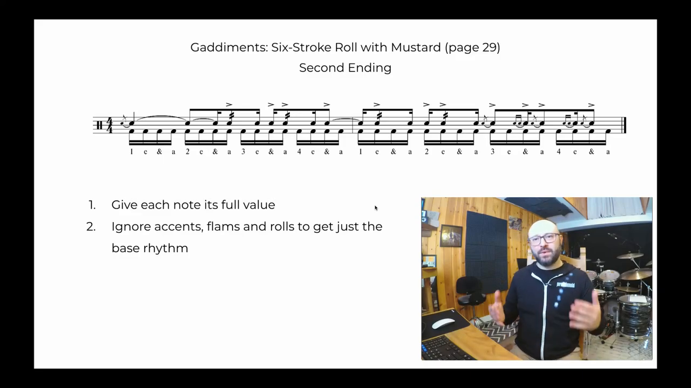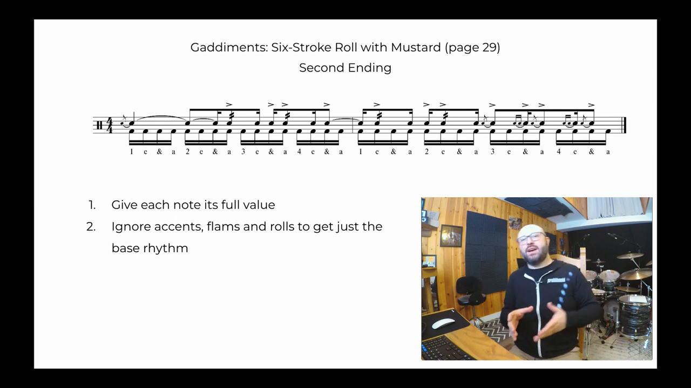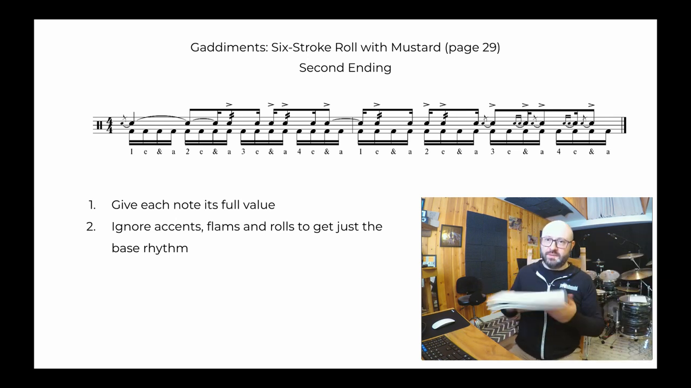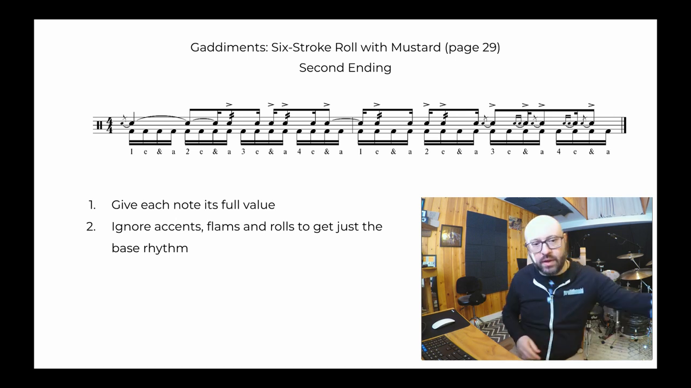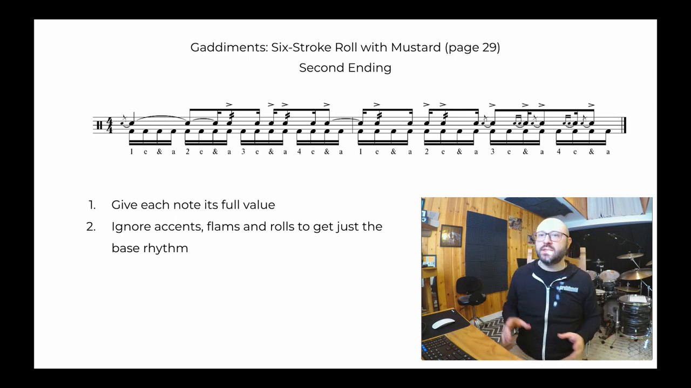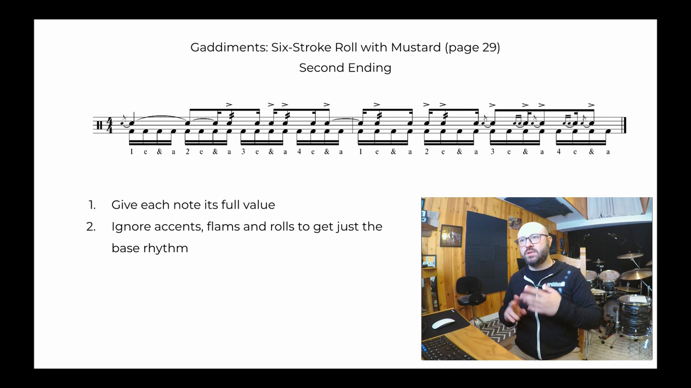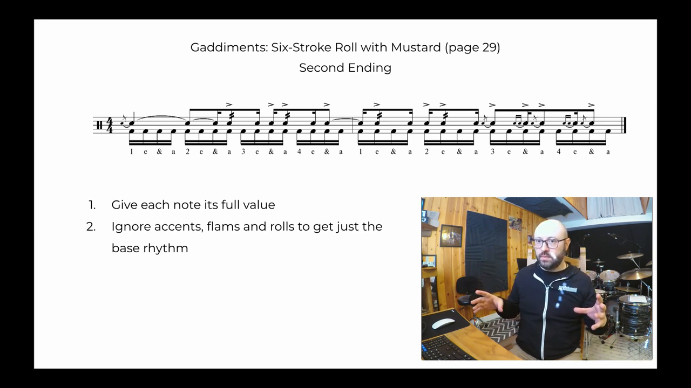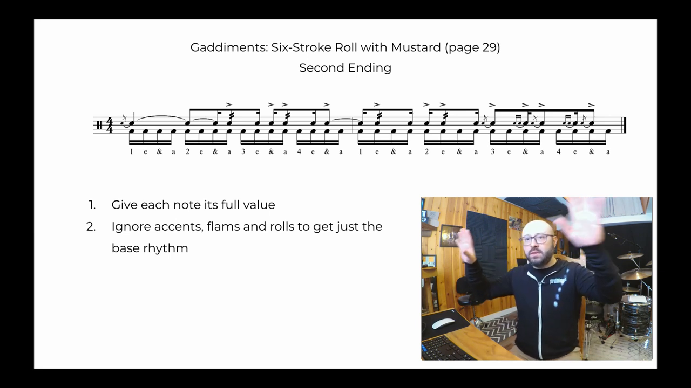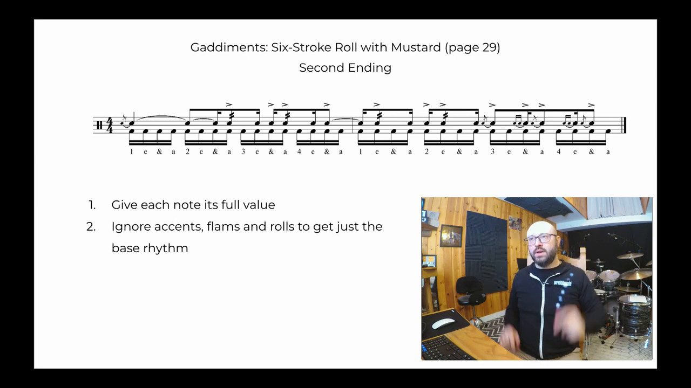Okay, great. So now we're going to take the next step. Again, we're trying to get closer to how I actually do this, which is when I sit with the music, I just go, okay, eighth note is there, and I just kind of work my way through it. So in this case, we're looking at the second ending now up on screen. Again, we want to give each note its full value, but we ignore the accents, flams, and rolls just to get the bass rhythm, okay? But I'm leaving the music as is because we have to start internalizing some of these things.